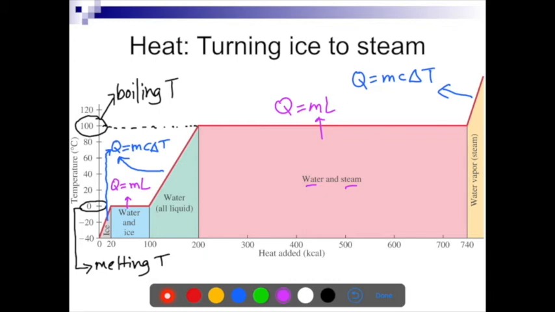Okay, so we'll look at an example later on to see how we can combine Q is equal to mc delta T and Q is equal to ml in a problem. And you'll also have more practice during the workshop of interpreting this graph here and identifying which parts of the graph correspond to Q is equal to mc delta T or Q is equal to ml.